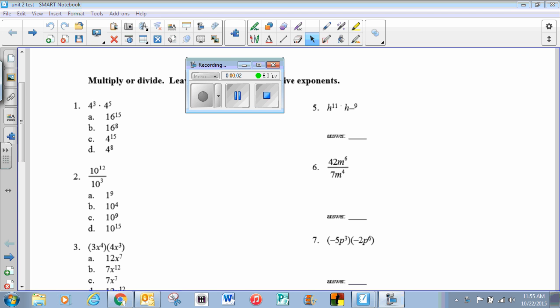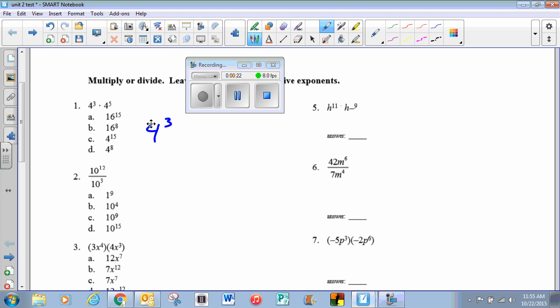Okay, let's go over the answers to today's test. The test you took the other day on scientific notation and laws of exponents. So let's start out with number one. What is the rule when I multiply things with the same base? Add exponents. Okay? And so this is the work I'd like you to show. 4 to the 3 plus 5 is 4 to the 8. And then that would make sure that you got it right, D.